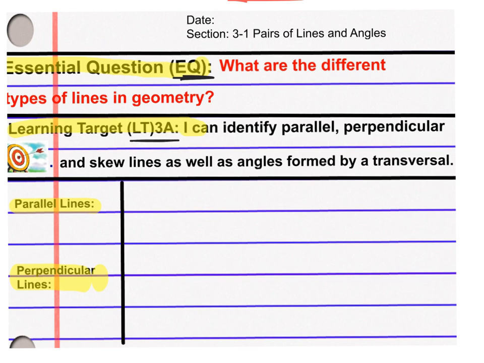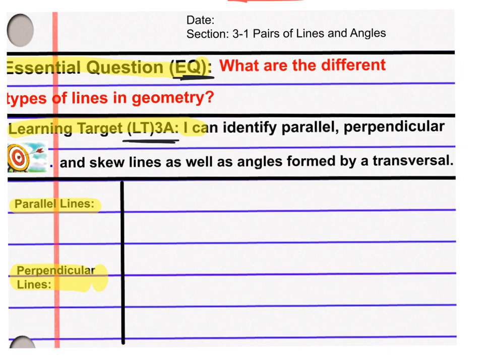We're on learning target 3A. I can identify parallel, perpendicular, and skew lines as well as angles formed by a transversal. So pause the video if you need more time to write those down. I'm going to go ahead and start writing the vocabulary.